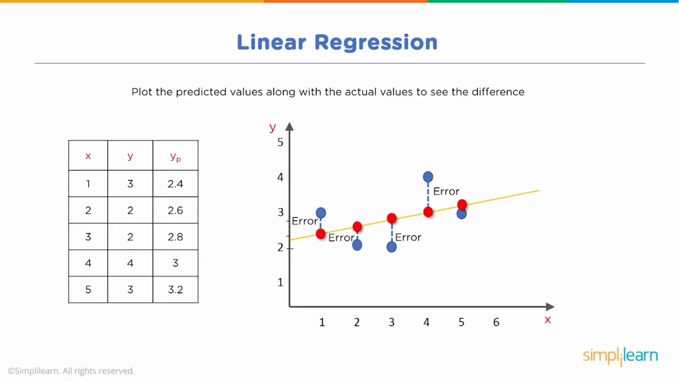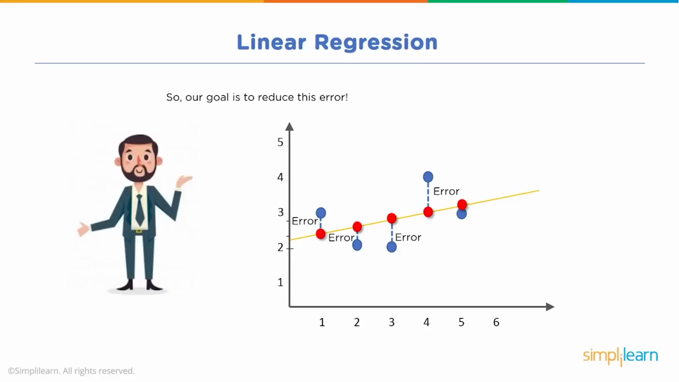And so we can calculate the error on all of our different values. And you can see over here we plotted x and y predict. And we draw in a little line so you can sort of see what the error looks like between the different points. So our goal is to reduce this error. We want to minimize that error value on our linear regression model.